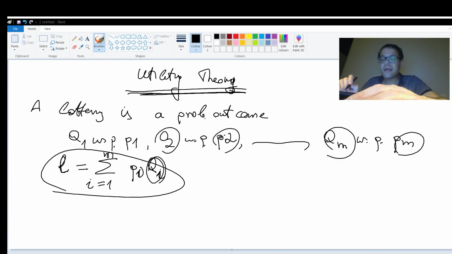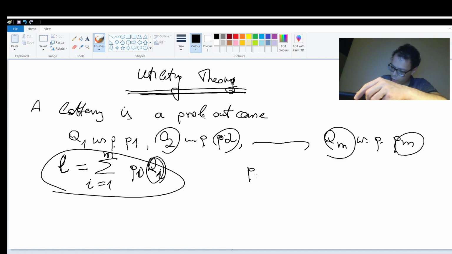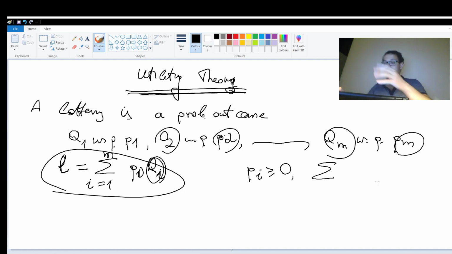Now, the probabilities Pi have to be a probability distribution. And that formally means that they are all non-negative. And since something has to happen, the sum of those Pi's is exactly 1. So the sum of Pi, when i goes from 1 to M, is exactly 1.